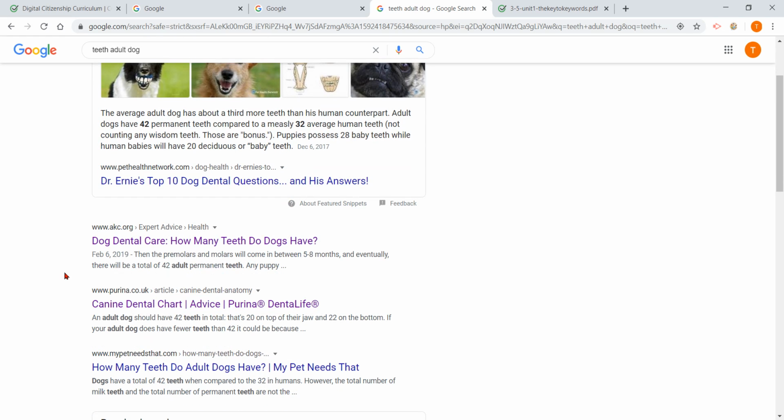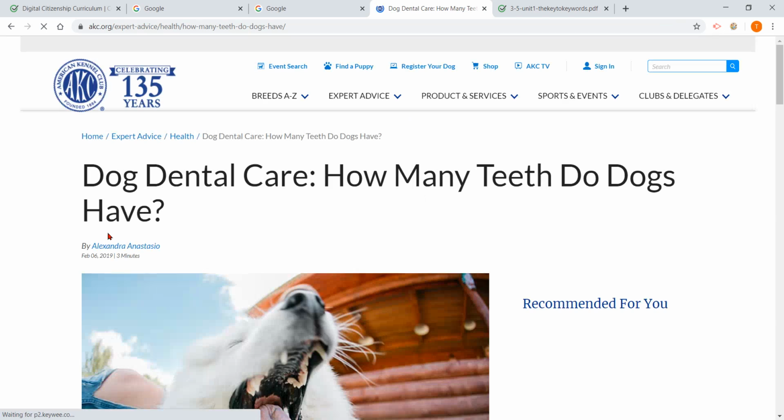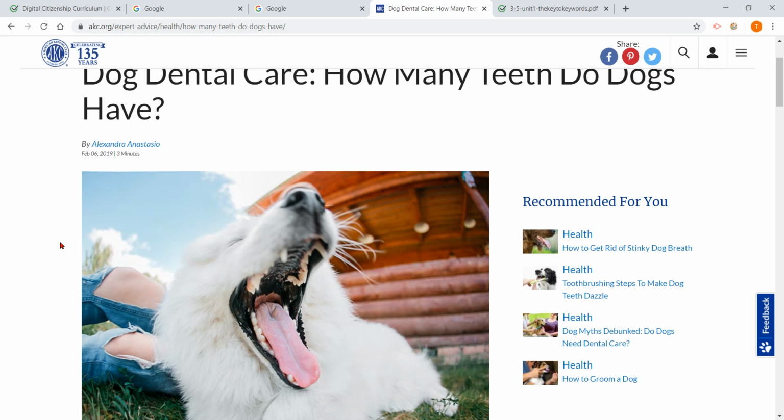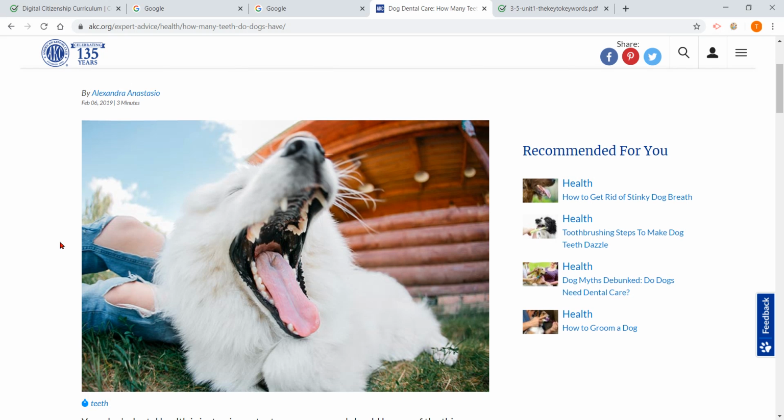Well, the AKC is the American Kennel Club, and they've been around a long time. So let's see what they have to say. Let's see if they also say 42 teeth. So let's click on that. akc.org. And my internet is really slow here today. Ooh, look at those dog teeth. He looks happy, so he doesn't look like he's mean. I don't think he's going to bite.